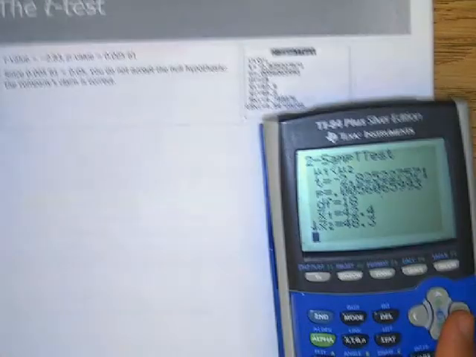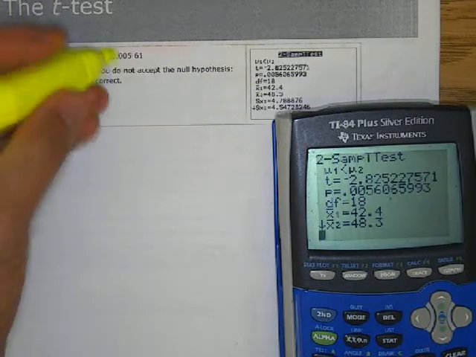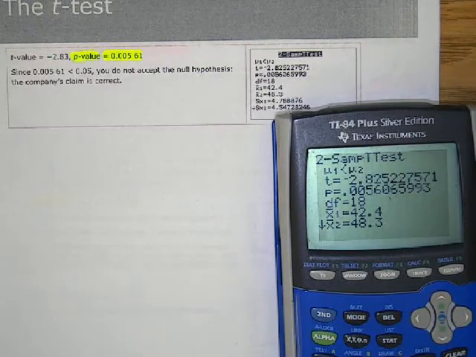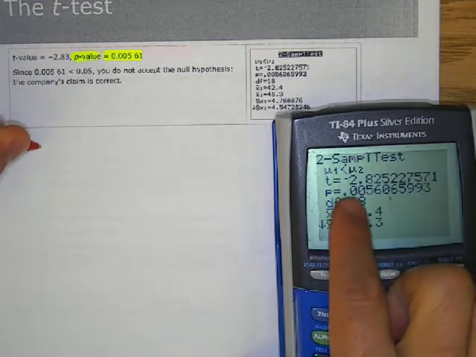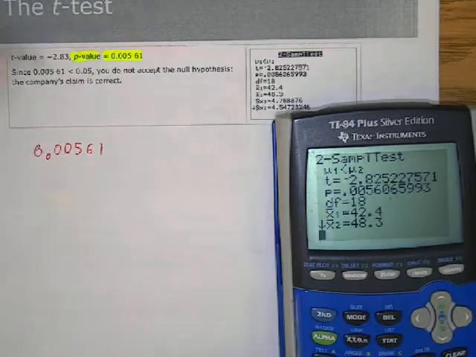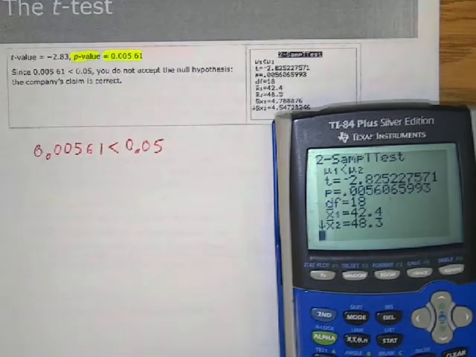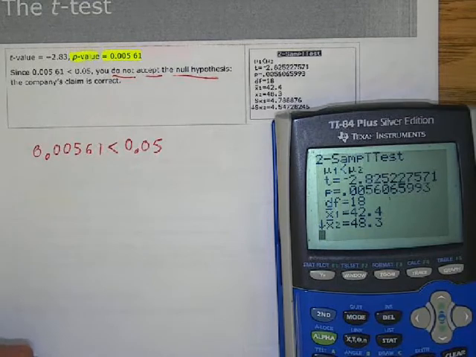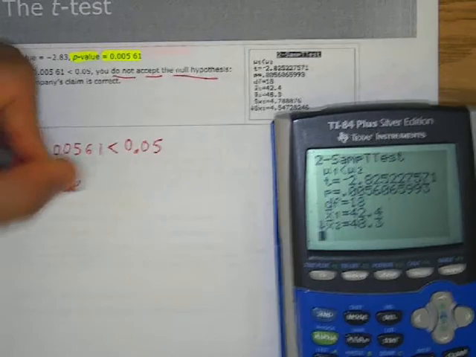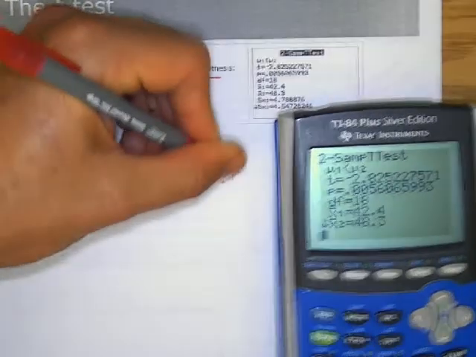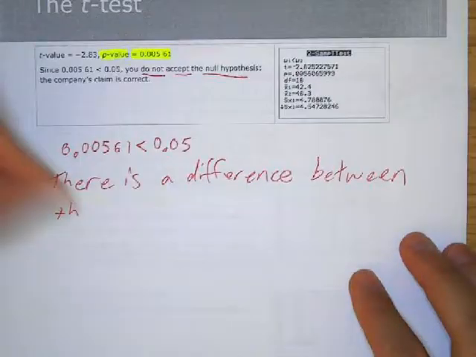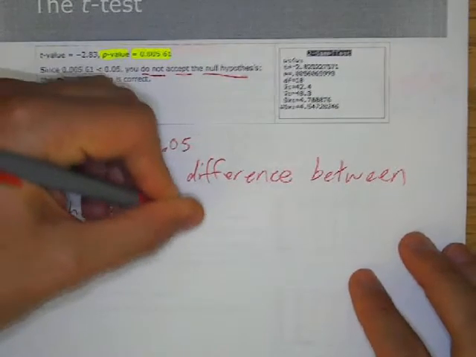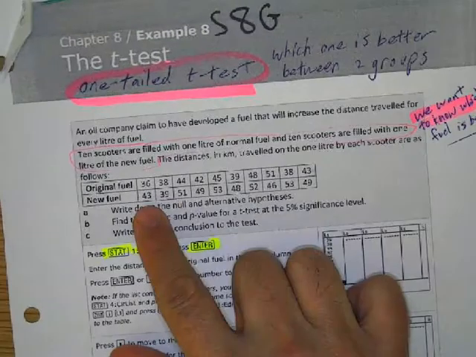And then after I've hit enter, I get these values, and I see that my p-value is very tiny. Okay, so since the p-value, we've got 0.00561. Since that is less than 0.05, that means we don't accept the null hypothesis. And if we don't accept the null hypothesis, that means there is a difference between the two groups. And with this kind of problem, you would hope there's a difference between two groups. You would hope that the new fuel would get you further than the old fuel. Okay, I hope this helps you with your assignments.